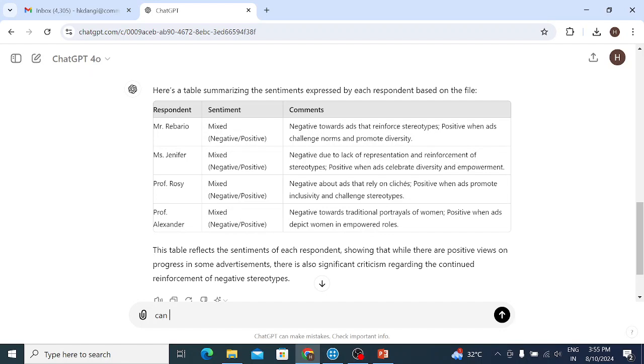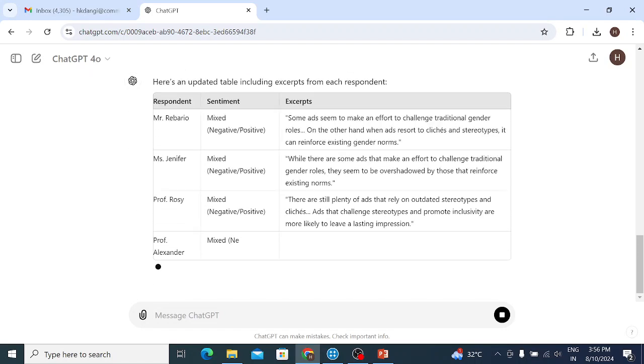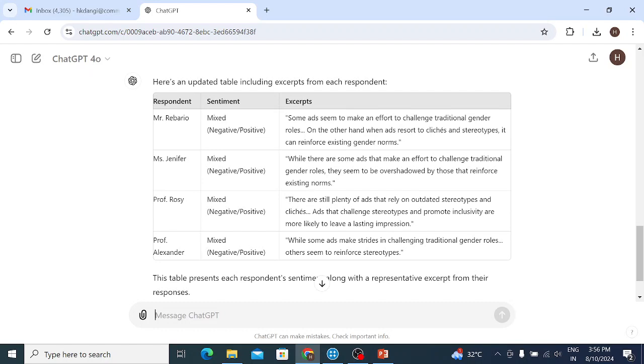Let's say, can you insert a third column with excerpts. So I want to be sure that these sentiments have been generated based on the text which I have provided. So that's very important that one should do. So for example, why did you say that it consists of both positive and negative? Because some of the statements appear to be positive, negative, neutral.